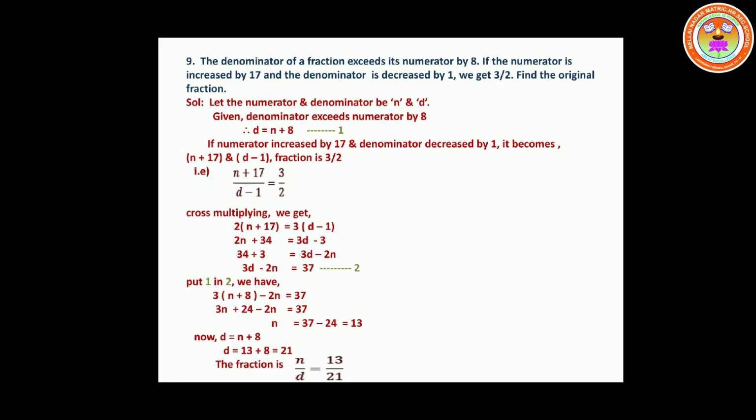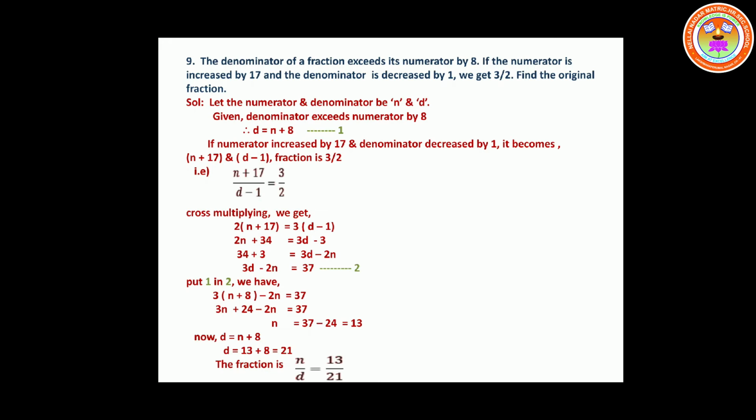Now here in this second equation I am going to substitute the value of d in 2. Therefore 3 into, in the place of d it is n plus 8 minus 2n, that is equal to 37. So 3 into n is 3n, plus 3 into 8 is 24, minus 2n, that is equal to 37. 3n minus 2n becomes 1n, that is equal to, transpose 24 to the other side, becomes 37 minus 24. Subtracting, it becomes 13. So I have found what is the numerator. It is 13. Now I have to find what is the denominator.